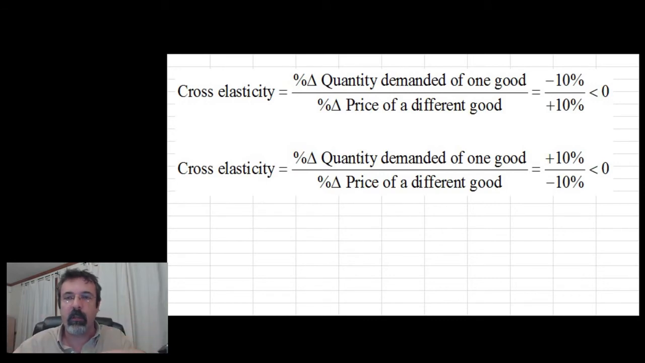These are substitute products. A negative cross elasticity is indicative of complements. So there's 2 ways to get a negative cross elasticity. The price of the first good goes up, the quantity demanded of the second good goes down, or conversely, the price of the first good goes down, the quantity demanded of the second good goes up.